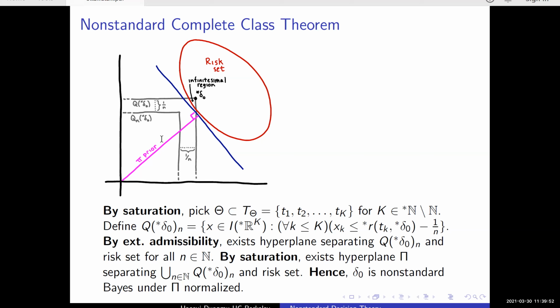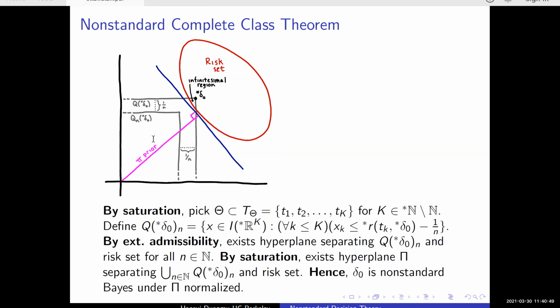By extended admissibility, note that each n-lower quantum is convex, and the hyperfinite risk set is also convex, and they are disjoint from each other. This follows from extended admissibility. Hence, by the transfer of the hyperplane separating theorem, there is a hyperplane separating each n-lower quantum and the hyperfinite risk set. Then by saturation, there exists a hyperplane separating the union of all n-lower quantums and the risk set. One can again show that the supporting vector pi of this final hyperplane has non-negative coordinates everywhere. After normalization, this can be viewed as a hyperfinite prior that witnesses the nonstandard Bayes optimality of delta zero.